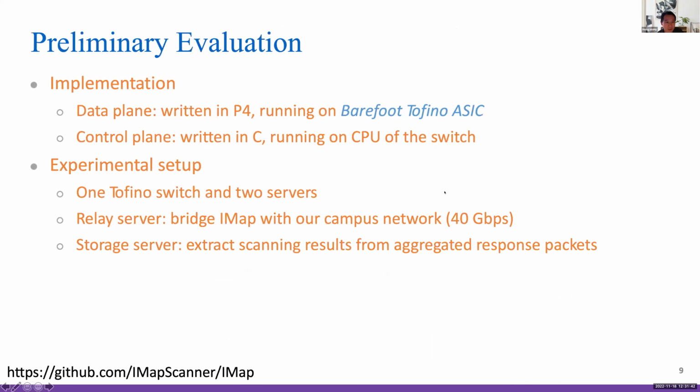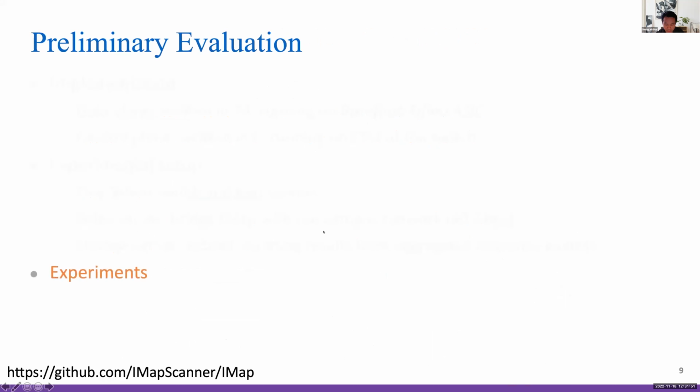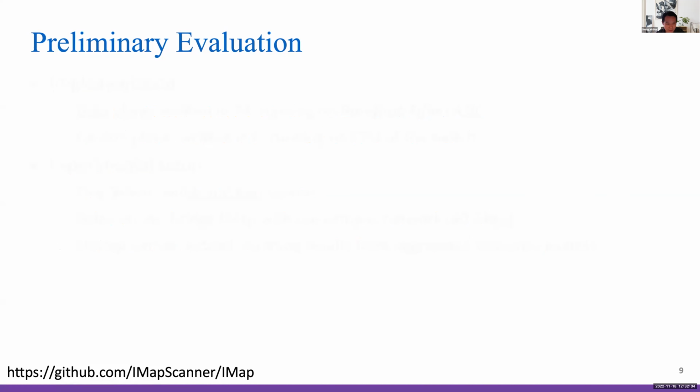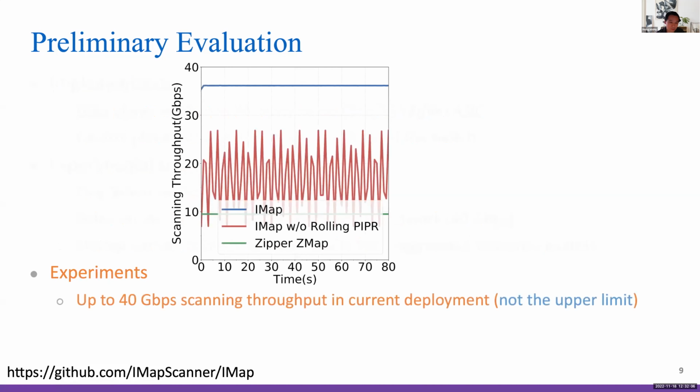We also have some preliminary evaluation results. We used a Tofino programmable switch and deployed this kind of scanner. This is collaborative work with Tsinghua University. They deployed it in the campus network, and they can achieve a 40 gigabit per second scanner. So they can achieve very high throughput, about 40 gigabits.